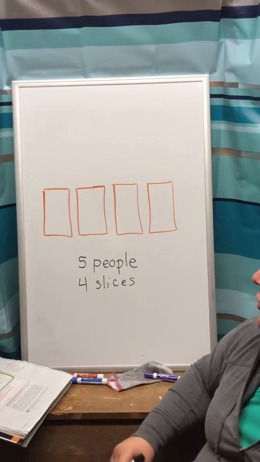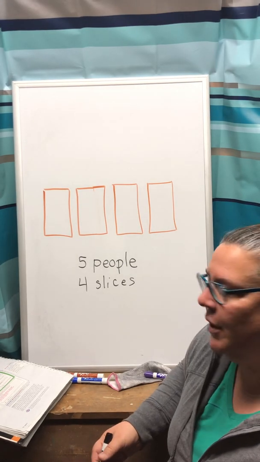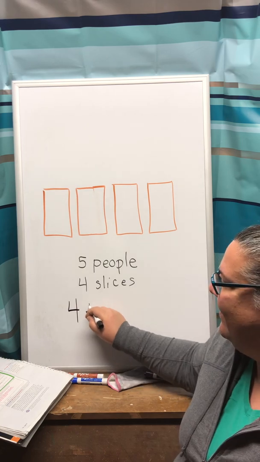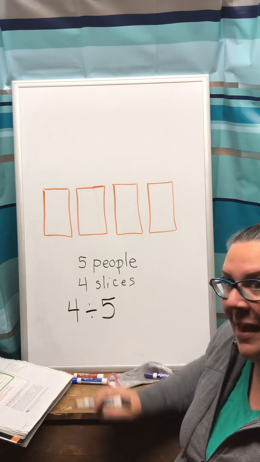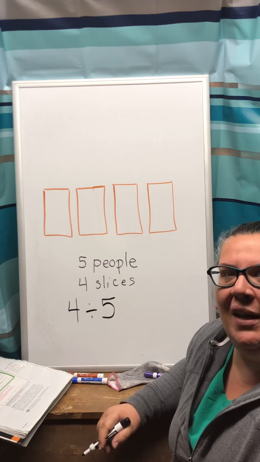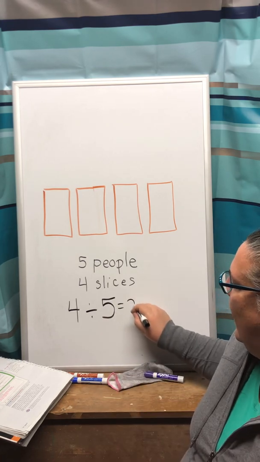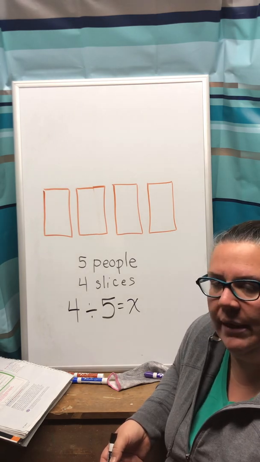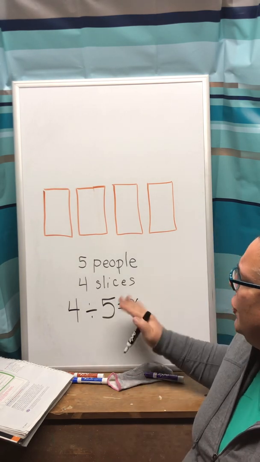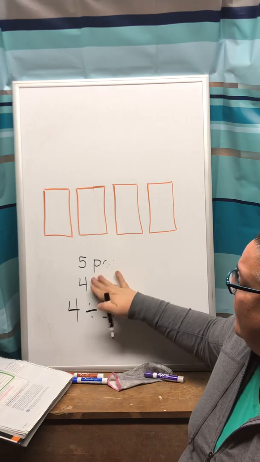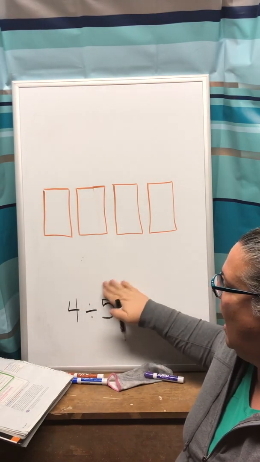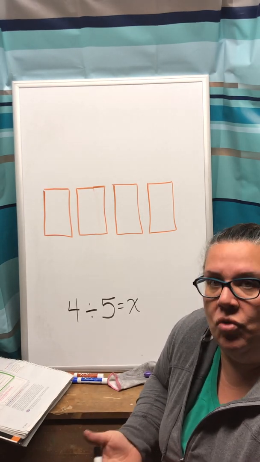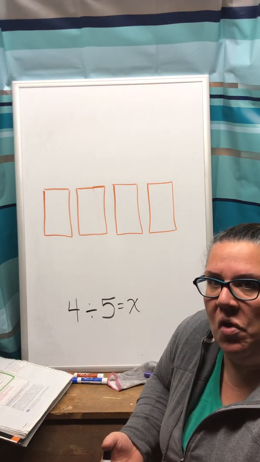Okay, so when I do the number model for this problem, it's going to be 4 slices divided by 5 people, or 4 slices split up between 5 people. So this time I expect my answer to be a fractional part. It's not going to be a mixed number this time. So remember that one of the things that we can do, and what we're going to be focusing on in this lesson, is using drawings and illustrations to help me to solve the problem.